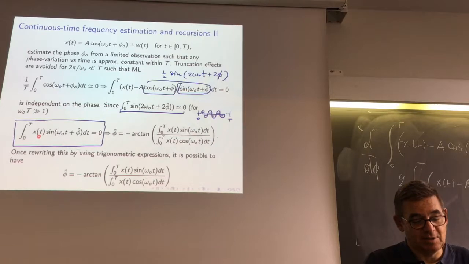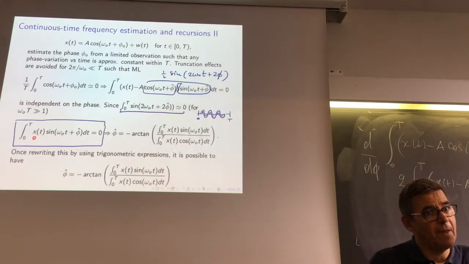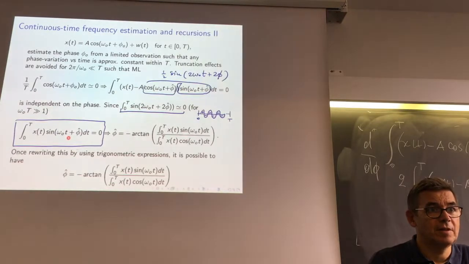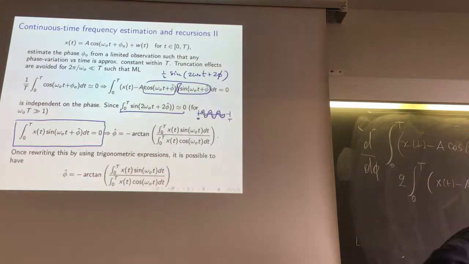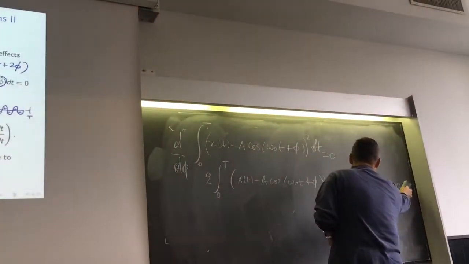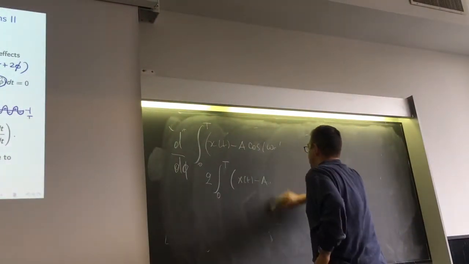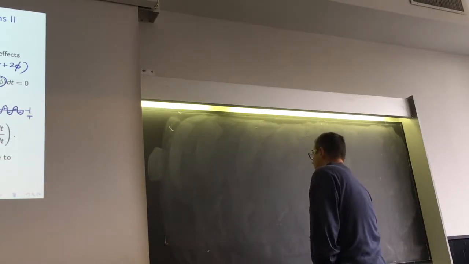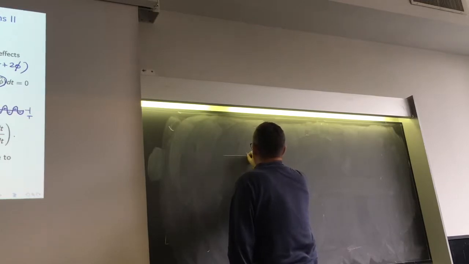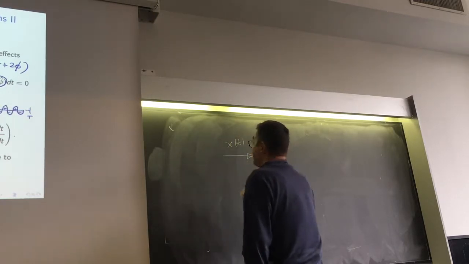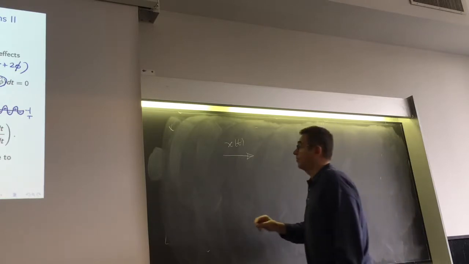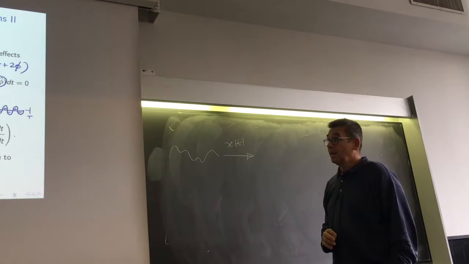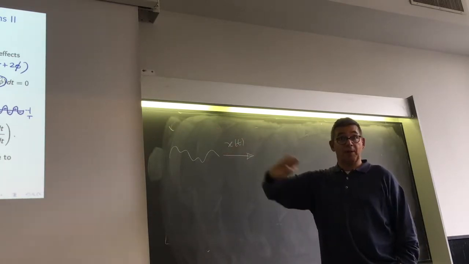What does it mean? It means that I have x of t, and I have a sine. Then I have an integral. The frequency or the phase, the instantaneous phase, is obtained by taking the input, the signal x(t), which is coming in. I have a signal coming in.